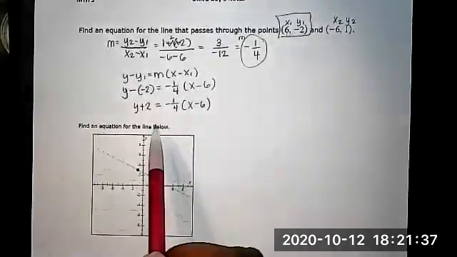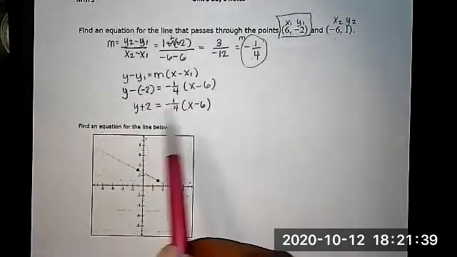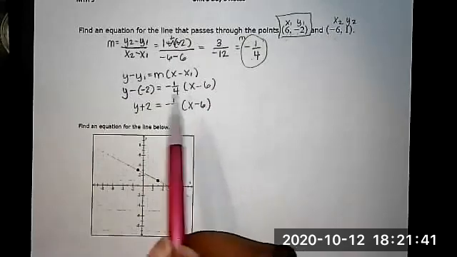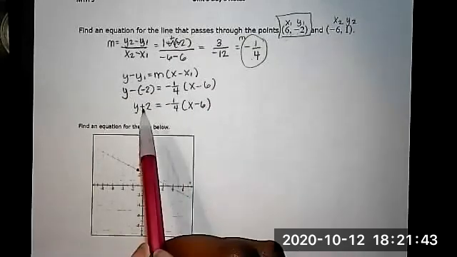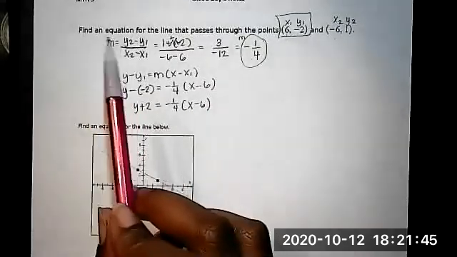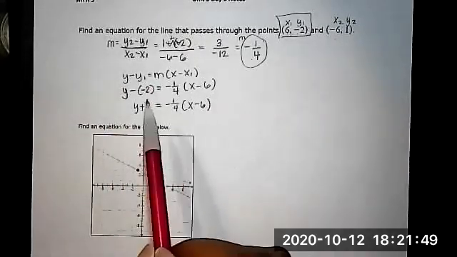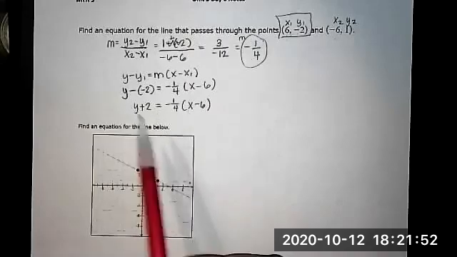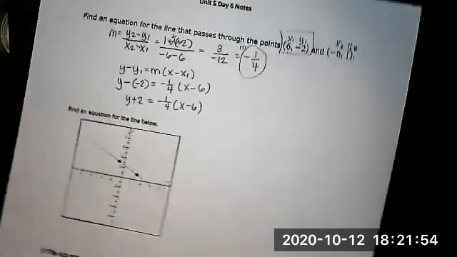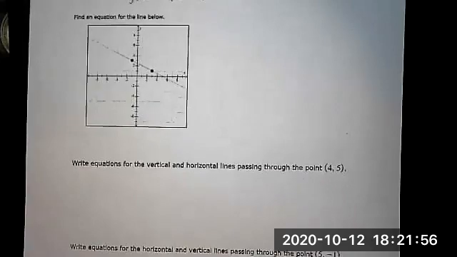It says find the equation. This is the equation in point slope. It does not specify what type of equation. If they wanted y-intercept, you'd have to distribute and subtract the 2 to get y by itself. But in this case, this is an equation, so that's what they want.